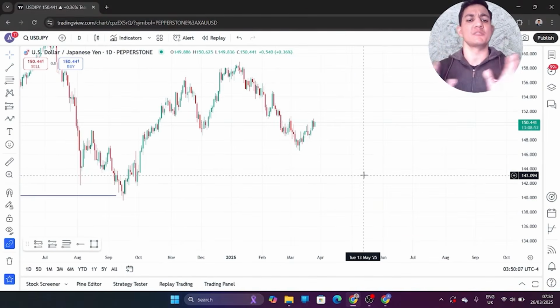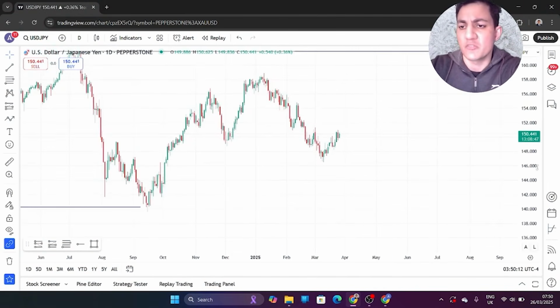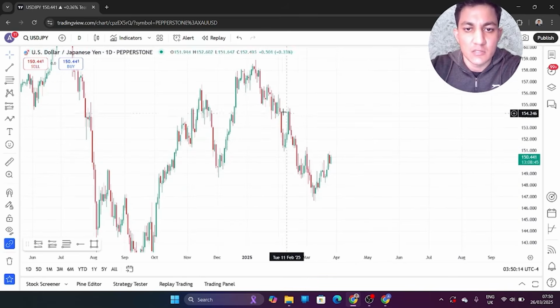Here we are on the daily chart, and like we said on the weekly chart, overall we are bullish. Now, I know lots of smart money traders are going to be like, oh, look, Atif, market structure shift.